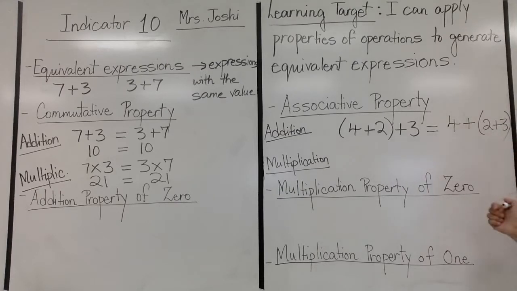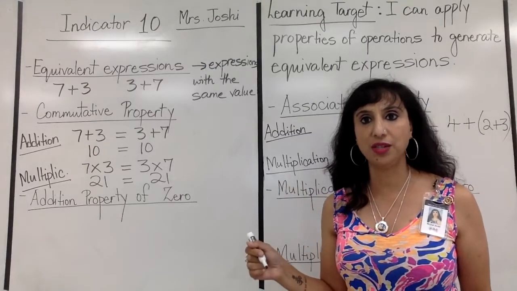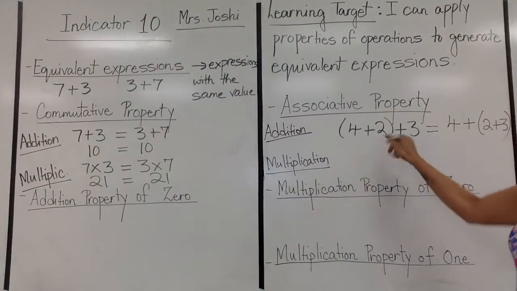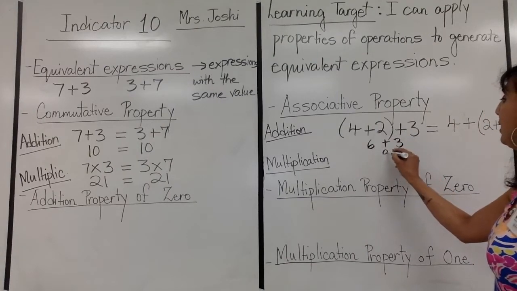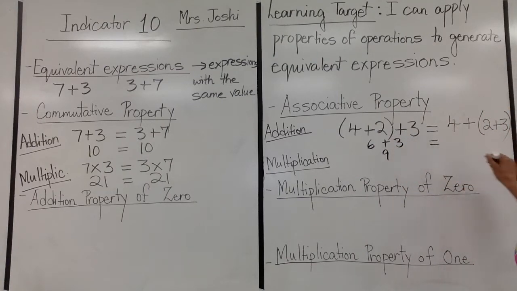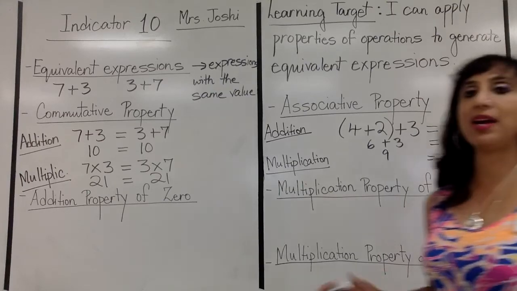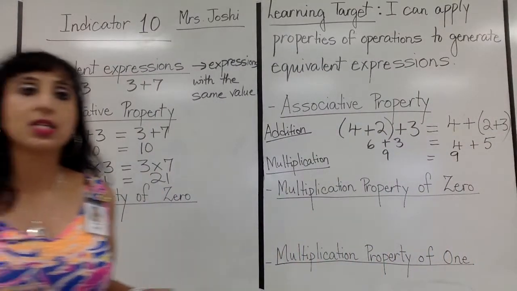Okay, so in this case, as you can see, based on order of operations, based on PEMDAS, I have got to do parentheses before addition. So if I do 4 plus 2, I get 6 plus 3, and I get 9. And in this case, if I do 2 plus 3, so I've got 4 here, and I've got 2 plus 3 is 5. And so again, 4 plus 5 is 9, so 9 is equal to 9. It doesn't matter how I group it, I will still end up with the same sum.